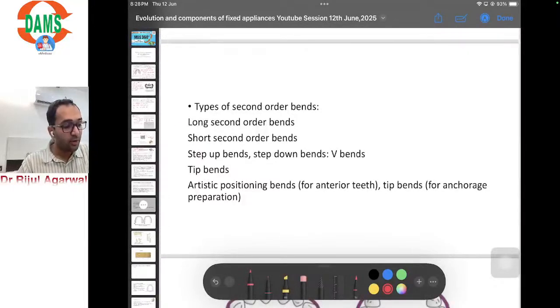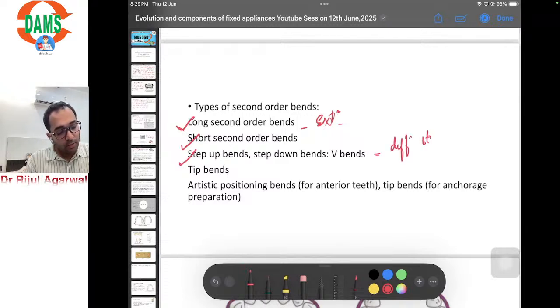There are long second order bends and short second order bends. Long ones are placed in extraction cases. Supposedly you extract the first premolar, then the second order bend becomes long. Then the short second order bend. They can be step up and step down bends, which are known as V bends. They are placed between the anterior and posterior teeth, that is between the canine and lateral incisor, to differentiate between anterior and posterior torque.